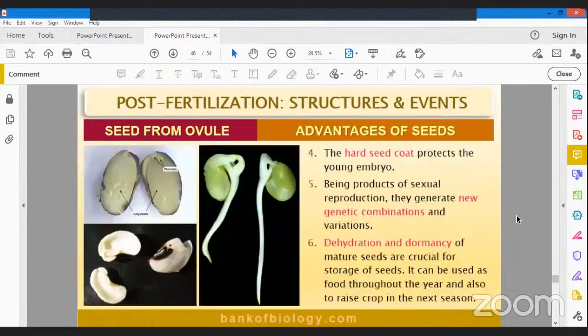Done. So next, another point: it has a hard seed coat that protects the young embryo. Then, being the products of sexual reproduction, they generate new genetic combinations and variations. So always, when a new plant is born, it would be having new genetic combinations because it is born out of sexual reproduction. Dehydration and dormancy of the mature seed are crucial for the storage of seeds. It can also be used as food throughout the year and also to raise the crop for the next season. So take it down.